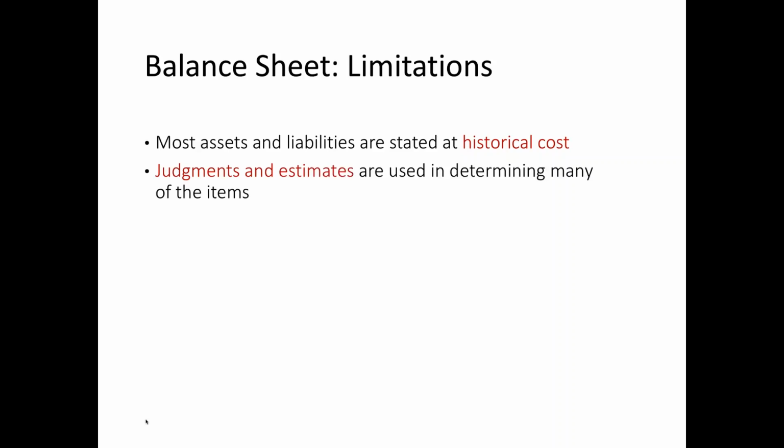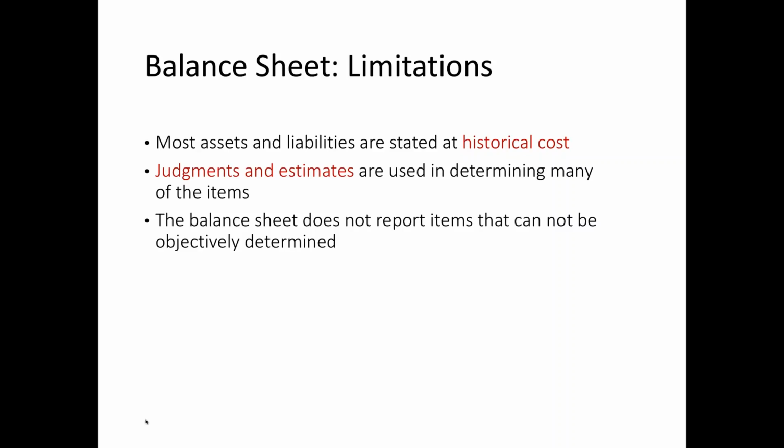But balance sheets have some limitations. One of the things is that most assets and liabilities are stated at historical costs. In other words, what you paid for them, and any depreciation that you may have taken out is not reflected. Judgments and estimates are used in determining a lot of the items. There's no handbook for value of assets.